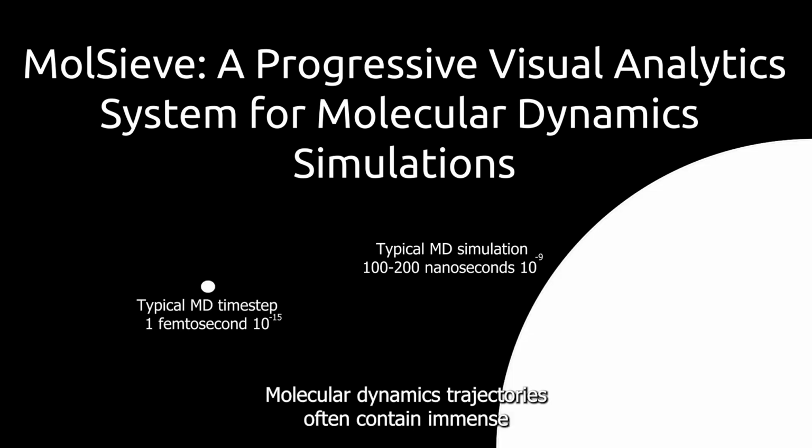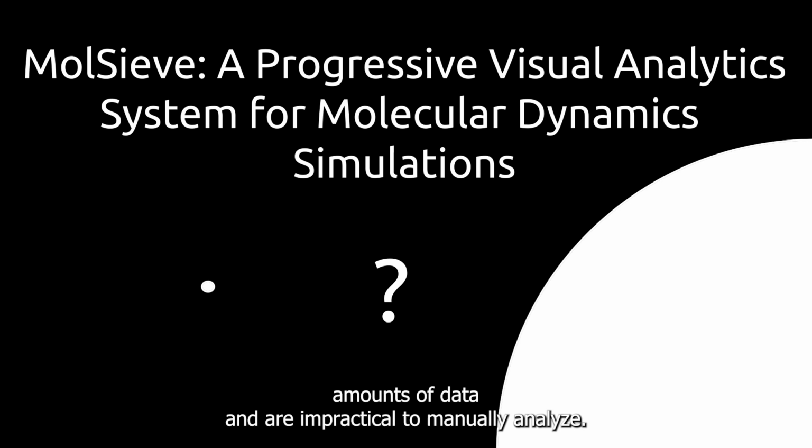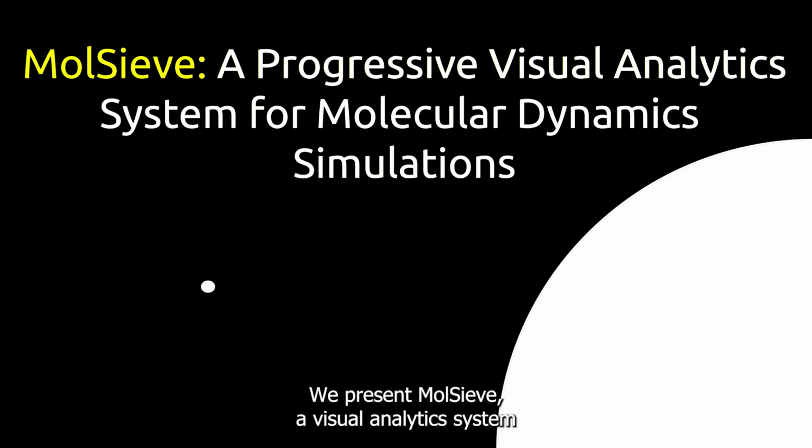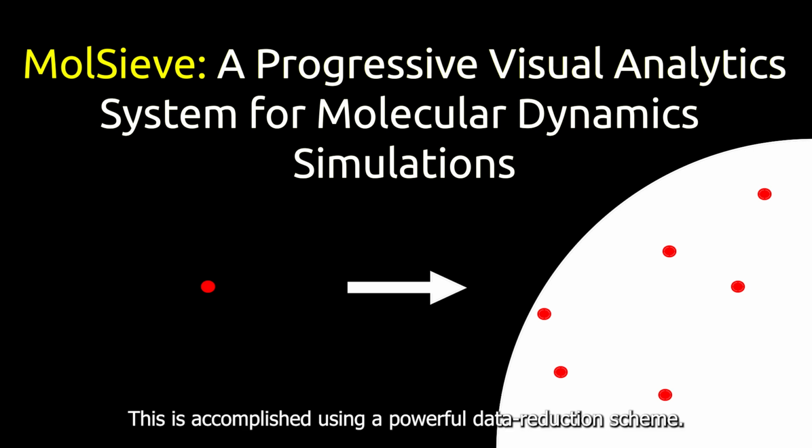Molecular dynamics trajectories often contain immense amounts of data and are impractical to manually analyze. We present MolSieve, a visual analytic system which makes it easy to extract insight from these datasets. This is accomplished using a powerful data reduction scheme.